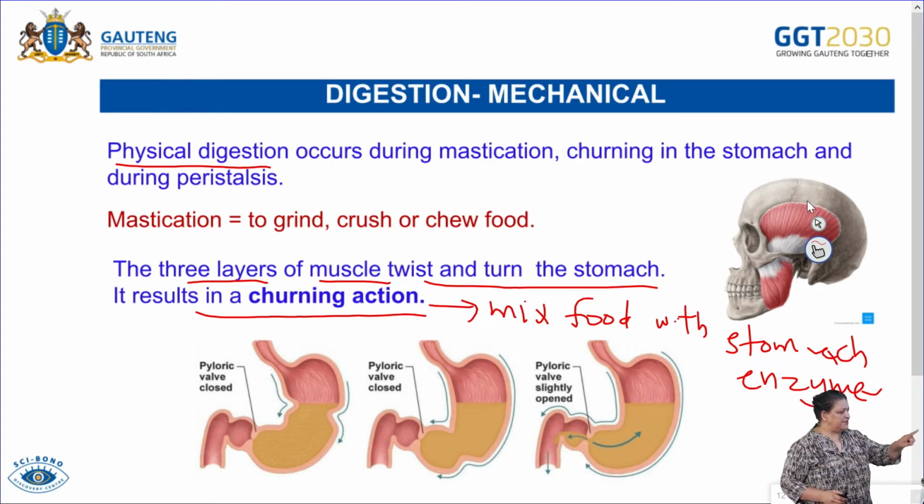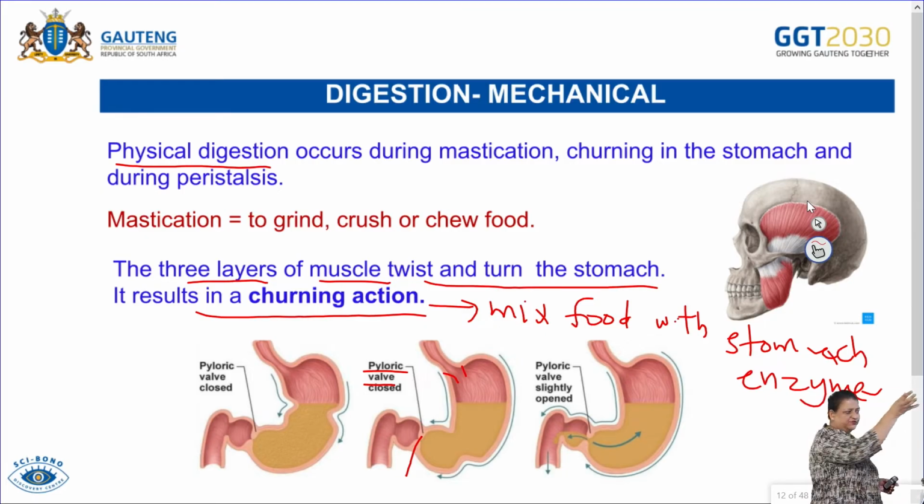You can see there's a pyloric valve and there's a cardiac valve. So we have here a little valve called the cardiac valve, and we also have a valve here which we call the pyloric valve. The cardiac valve, because it's close to the heart, controls the food that comes into the stomach. And the pyloric valve controls the food that moves out of the stomach into the duodenum. The first part of the intestine that leaves the stomach is called the duodenum. It's part of what we call the small intestine.